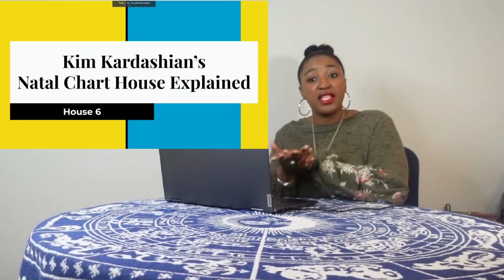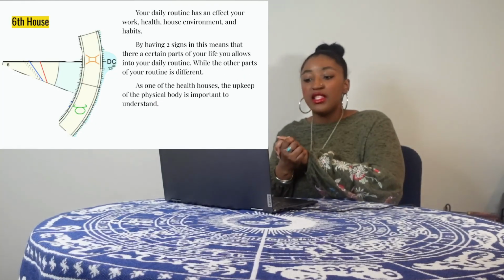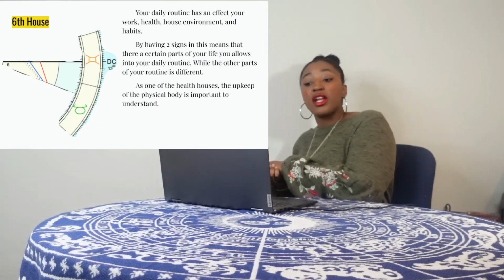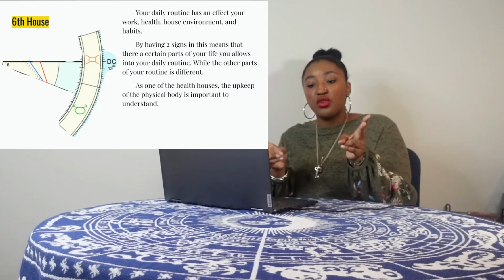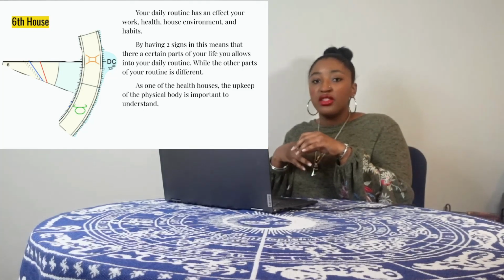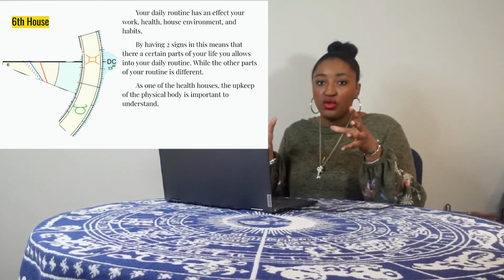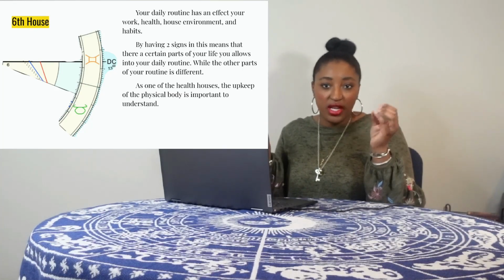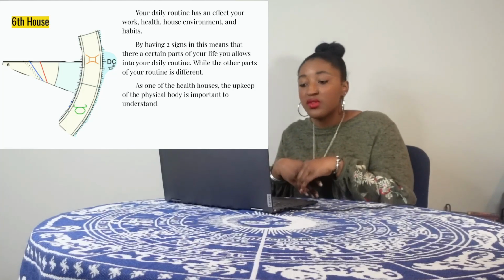So here we are with the 6th house. And this is what the 6th house looks like for Kim Kardashian. She has 2 zodiac signs in there. So therefore, these 2 zodiac signs, Gemini and Taurus, are going to have the influence on her 6th house.